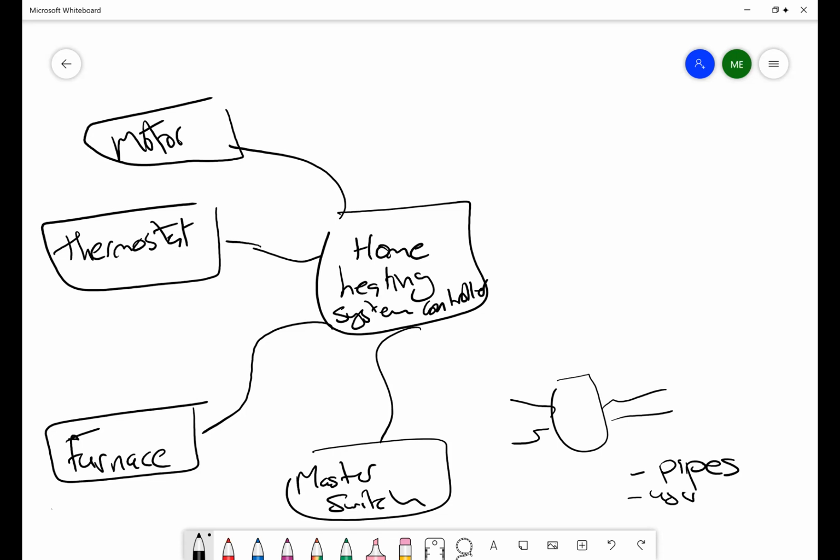Again, here's my little software system. It's interacting with the furnace. Is it really interacting with the pipe? And here's the water. No, it's not really interacting with the pipe. So again, I'll leave pipes out of it for now.